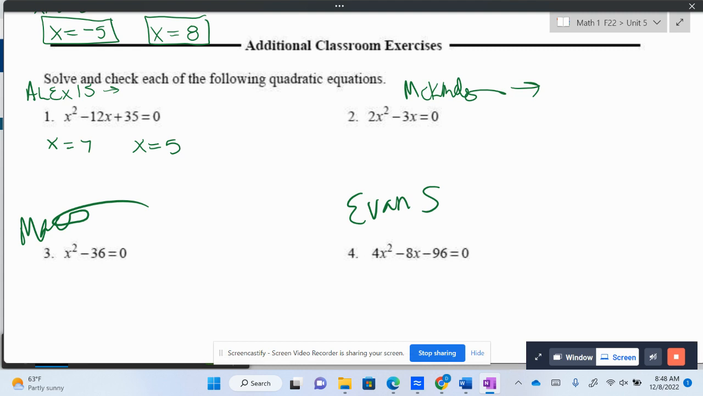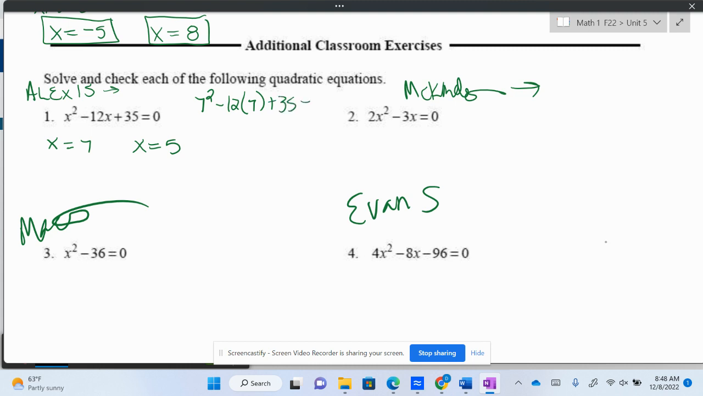So if x truly equals 7, 7 squared minus 12 times 7 plus 35 equals 0. Let's see. 7 squared is 49 minus 84 plus 35 equals 0. 49 minus 84 is negative 35 plus 35 equals 0. So that works. Now I have to try the 5.